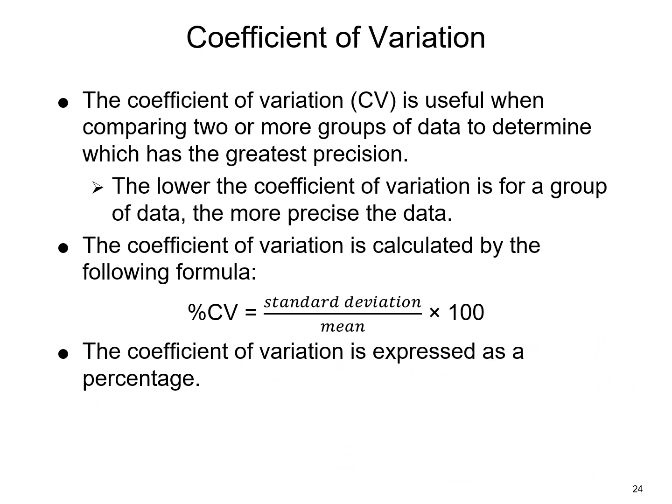The last thing that we're going to talk about when we're talking about dispersion or precision is the coefficient of variation. The coefficient of variation is used when you're comparing two or more groups of data, and you're trying to determine which one of these has the greatest precision. So you're comparing something to something else and you want to figure out which one is more precise. The lower the coefficient of variation for a particular group of data, the more precise that data is going to be.